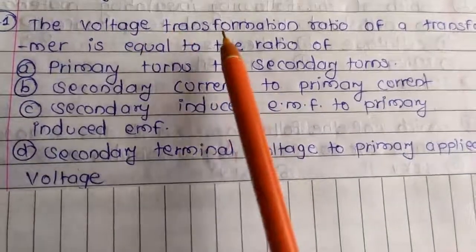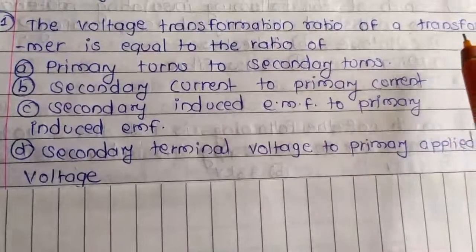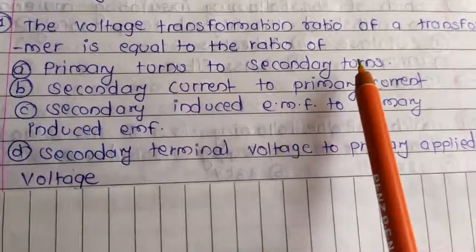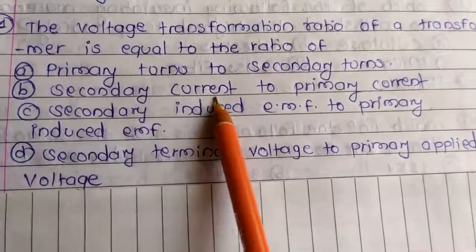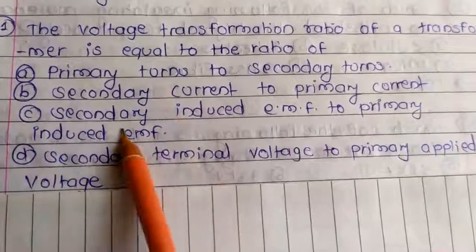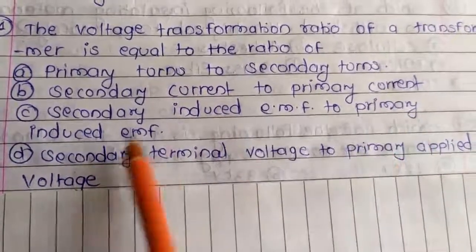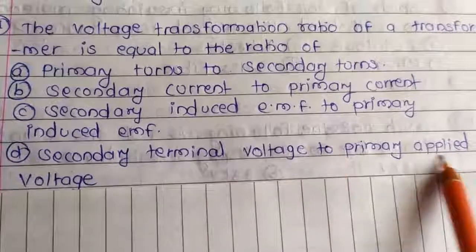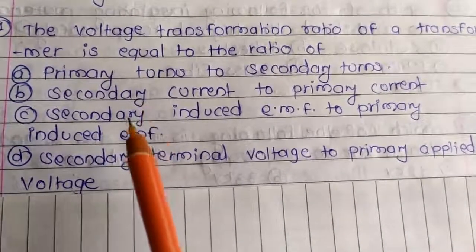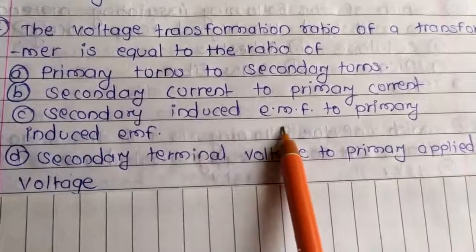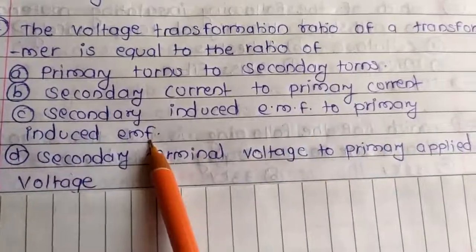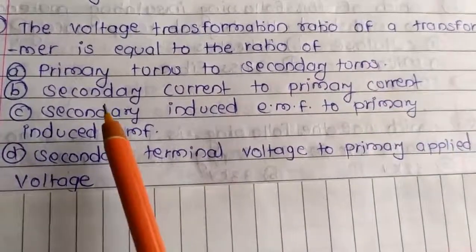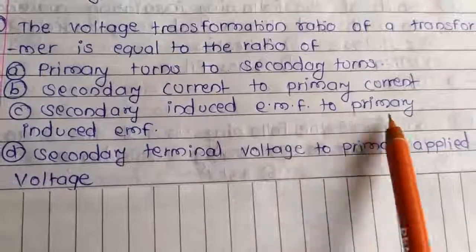The voltage transformation ratio of the transformer is equal to the ratio of primary turns to secondary turns, secondary current to primary current, secondary induced EMF to primary induced EMF, secondary terminal voltage to primary applied voltage. The answer is secondary induced EMF to primary induced EMF.